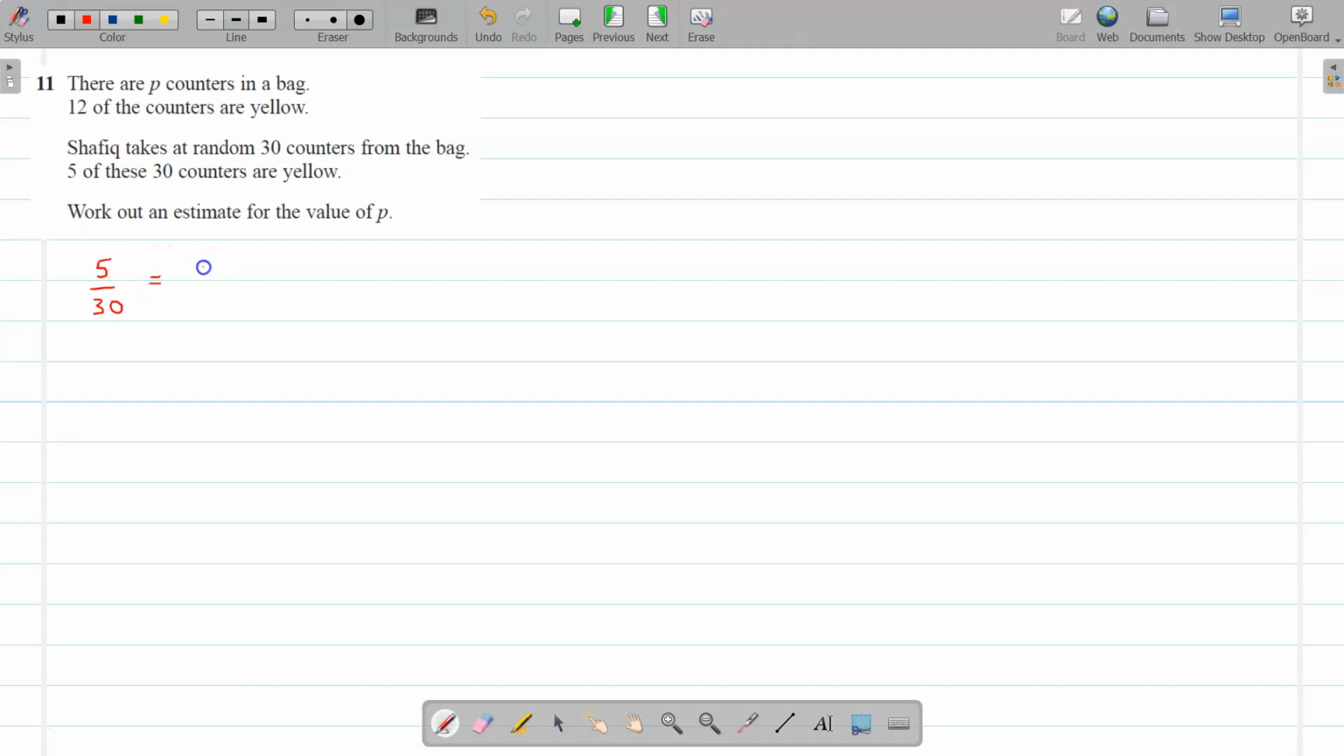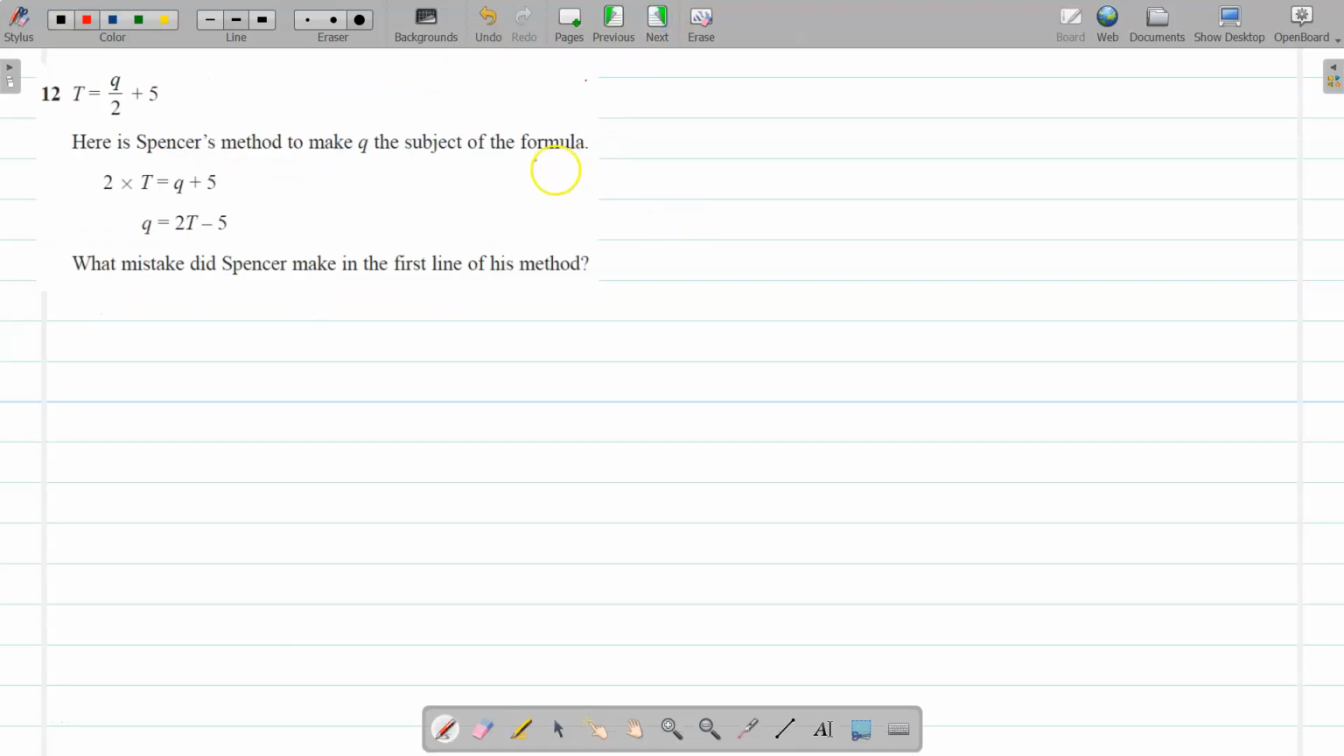And you could simplify that and say it's 1/6. So basically we're saying that we believe 1/6 of the counters are yellow. So if we know that 12 of them are yellow, then we just got to say, well, if 12 of them are yellow, how many must have been in there to keep this fraction preserved? Well, it's 72, isn't it? So the answer is 72. Okay, and that's how you would do that question.